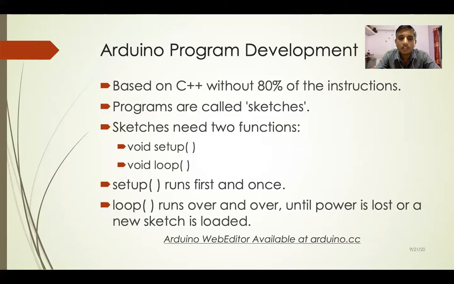After the setup function has completed its task, the second function, the loop function, is called. The loop function will be called again and again, over and over, until the power is lost or a new sketch is loaded. So setup will be called only first and once, and the loop will be called over and over.